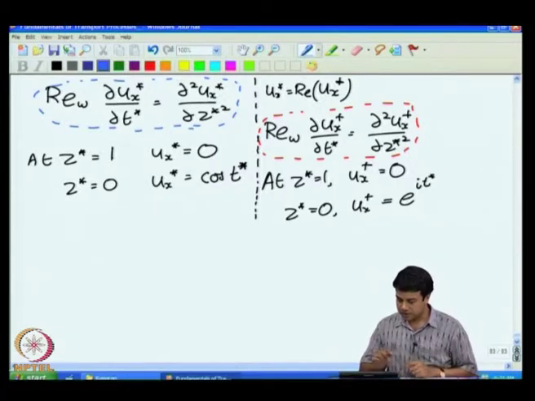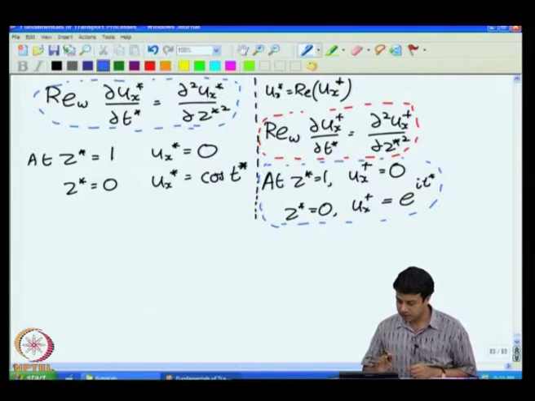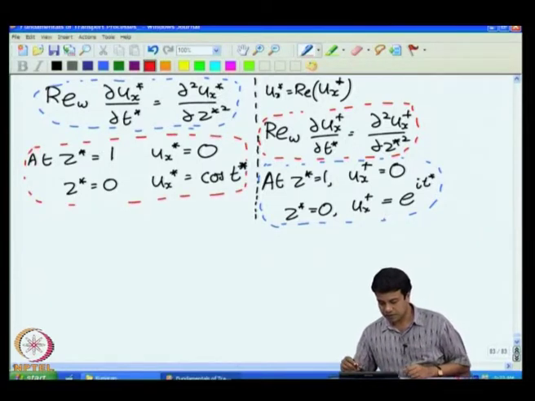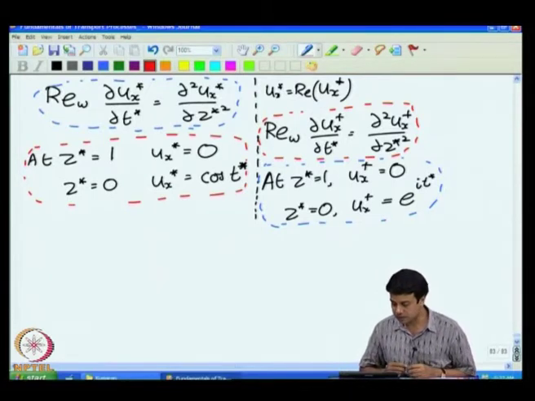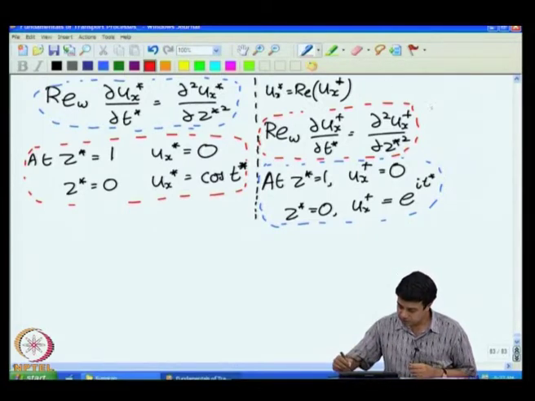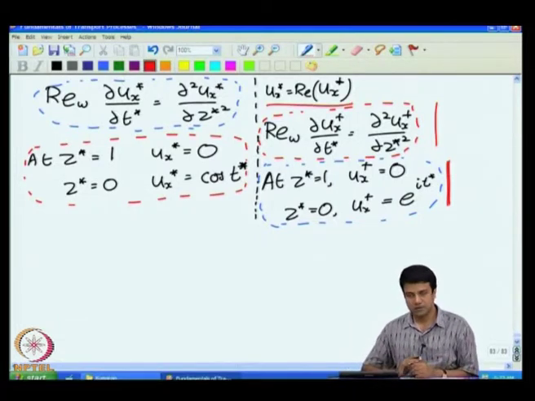In addition, when I take the real part of the boundary conditions, note that z is a coordinate, still a real number. I recover the boundary conditions for my actual velocity field. The only inhomogeneous term in the boundary condition is that at z equal to 0, u x plus is equal to e power I t star, and I take the real part of that, I recover cos of t star. Therefore, if I solve this equation with this boundary condition and then take the real part, I will end up with the velocity u x. So, that is the basic idea.